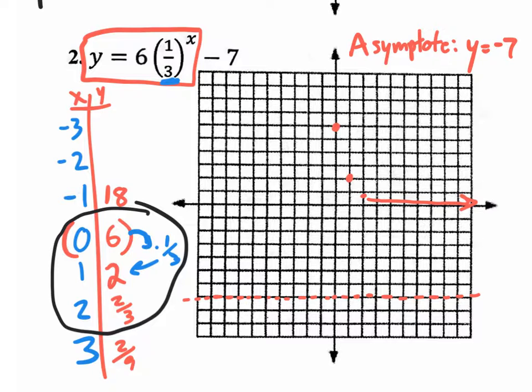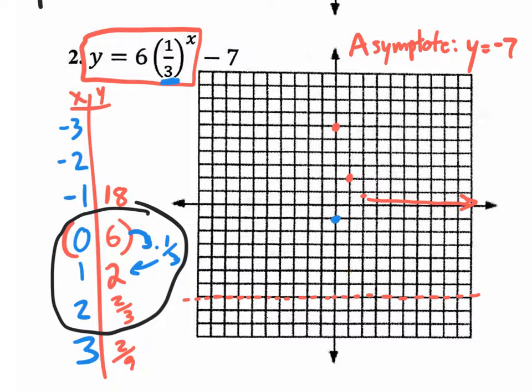Now, what do I need to do to these coordinates? What do I need to do to this parent graph? I need to move this dot where? Do I need to move it 7 units down, right? Because it's a -7 k value. So I'm going to take this, move it 7 units down. 1, 2, 3, 4, 5, 6, 7. And then I'm going to take this one and move it 7 units down. 1, 2, 3, 4, 5, 6, 7.